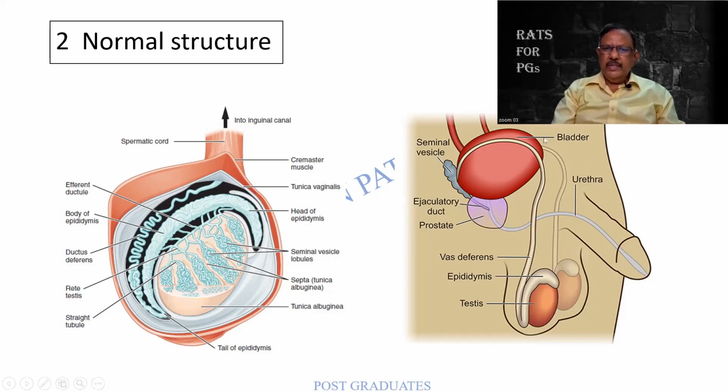The same thing is being depicted in a more simplified manner over here. The bladder, the seminal vesicle, ejaculatory duct, etc. They play their role along with the testis. So these you people should be having in mind.